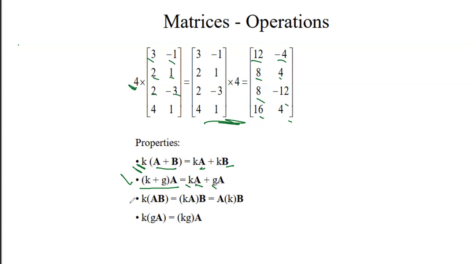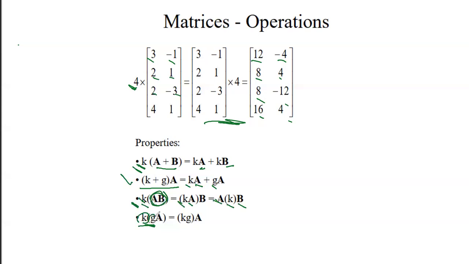Scalar multiplication is also associative, meaning it doesn't matter if you multiply A and B and then multiply by K, or multiply K by A and then multiply by B. This will come a little later. You have to actually know matrix multiplication, because AB involves matrix multiplication, which you're going to learn shortly. Or take A multiplied by K and then the answer multiplied by B, it's all the same.